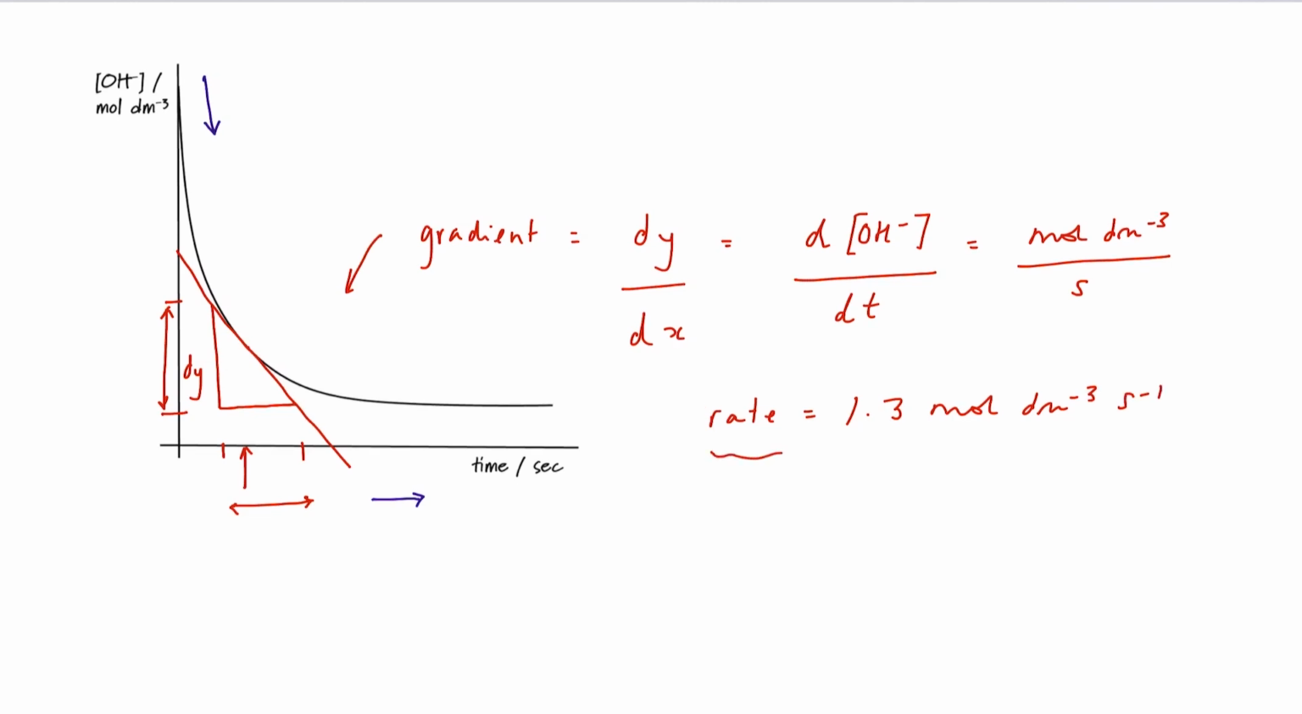Now, although the rate is just the rate, in this case we went with 1.3 mole per decimeter cubed per second, the gradient is negative because the concentration of the hydroxide ions is falling. So technically it would be minus the change in concentration of hydroxide ions divided by the change in time. But the rate is expressed just simply as a positive number.